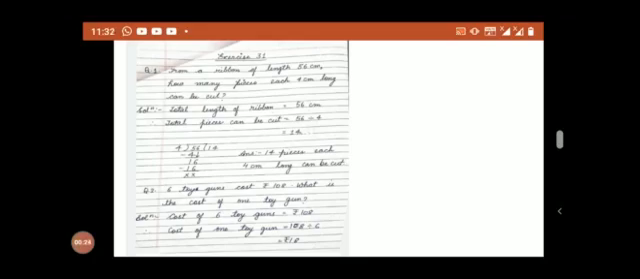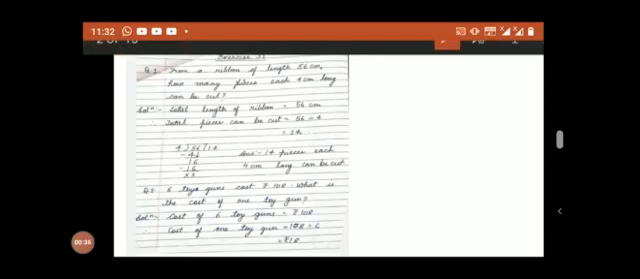Okay, first we will write the statement as it is in the word problem. So today we will do the word problems of division. Let us start the first word problem. Exercise 31, question number 1 is given. From a ribbon of length 56 cm, how many pieces each 4 cm long can be cut? Okay, so let us start.